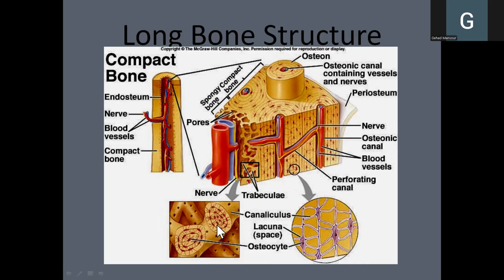The lacuna is the space where the osteocyte is present, and the canaliculus is the extension of that space. And here, if you enlarge under the microscope, you can see the osteocytes. These red small structures are the osteocytes under the microscope.